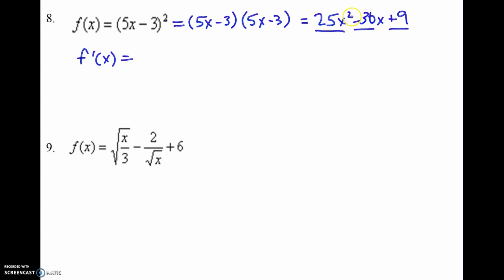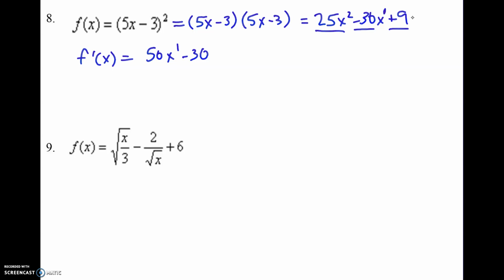We've got 25 times 2, 50x to the power of 2 minus 1. And the second term, we've got negative 30 times 1. Here, this power, it's not written, it's a 1. So minus 30x, x to the power of 1 minus 1, x to the power of 0, which we know is just 1. And then differentiate the 9. We know that the derivative of a constant will be 0. So we've got 50x minus 30 is the derivative.